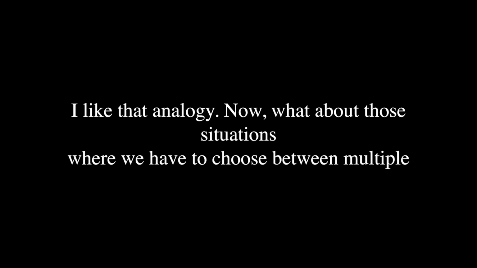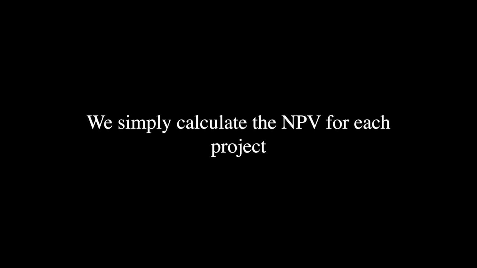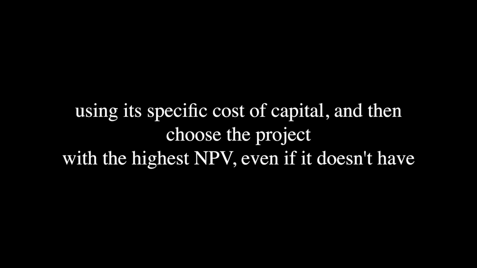I like that analogy. Now, what about those situations where we have to choose between multiple projects? Those mutually exclusive investments. The classic dilemma of picking our favorite child. How do we decide when we can only choose one? Well, in those cases, the NPV rule still reigns supreme. We simply calculate the NPV for each project using its specific cost of capital, and then choose the project with the highest NPV, even if it doesn't have the highest IRR. So choose the project that creates the most value.